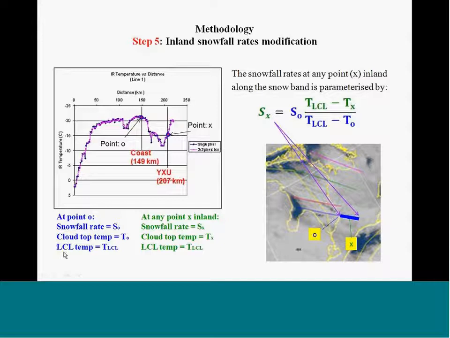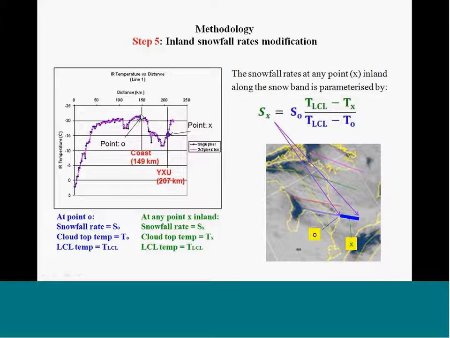And then the cutoff temperature T0, and the LCL temperature, TLCL. Okay? At any point X inland, we have the snow rate SX and the cutoff temperature TX and the LCL temperature TLCL. Now, the rate at any point X inland along the snow band is parameterized. Okay, you cannot calculate its ratio. It's a simple parameterization method: S0 times this factor, (TLCL minus TX) over (TLCL minus T0).